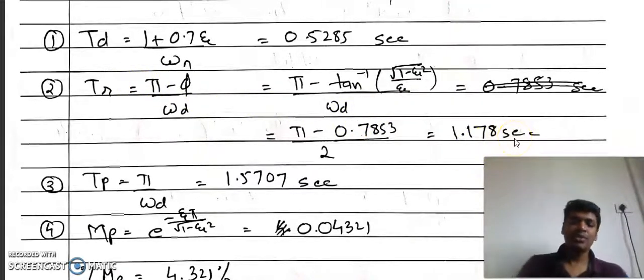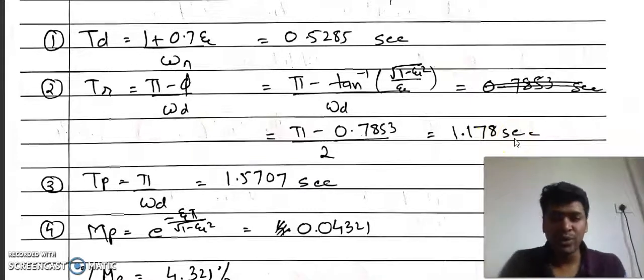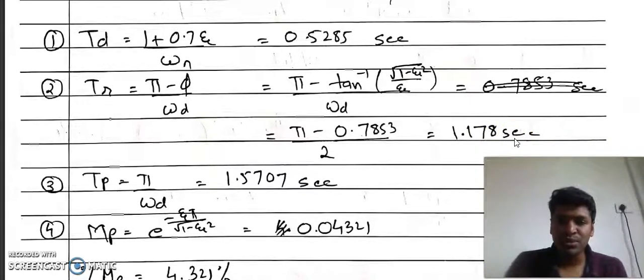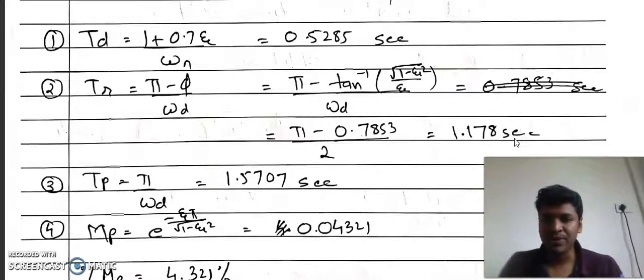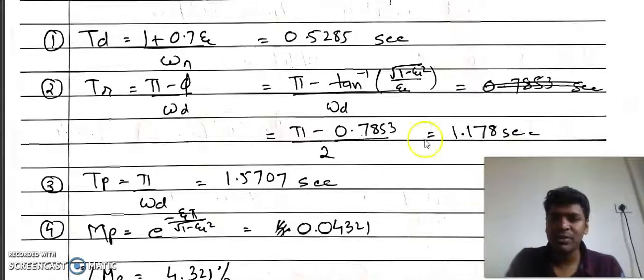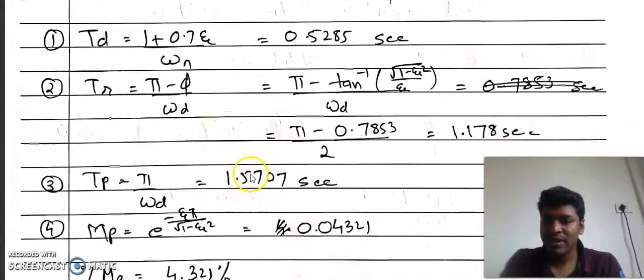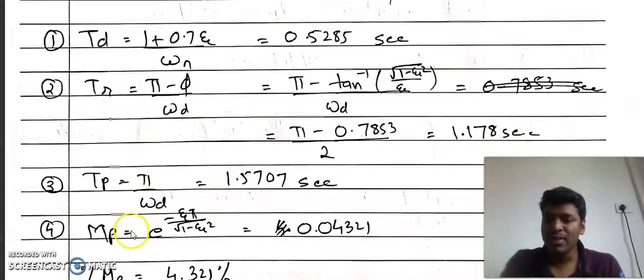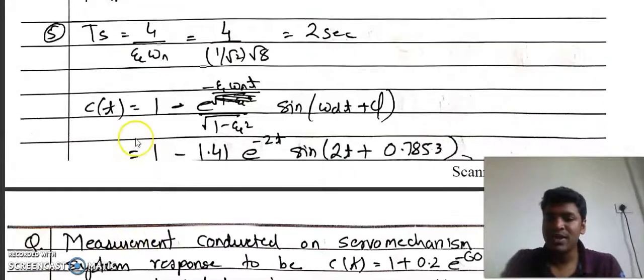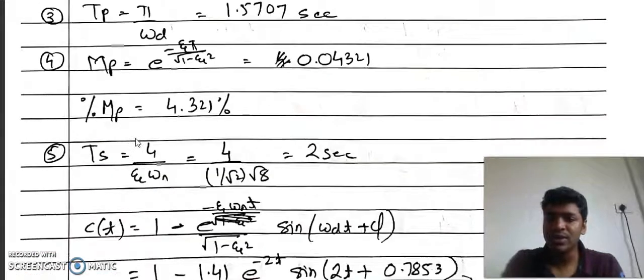So what you need to do is take pen and paper, substitute the values, use the calculator and verify whether you are getting the correct answers or not. That will make you feel comfortable, and you can get practice of these things. Similarly we can find the values of tp, Mp as well as ts. So these parameters you can write down.